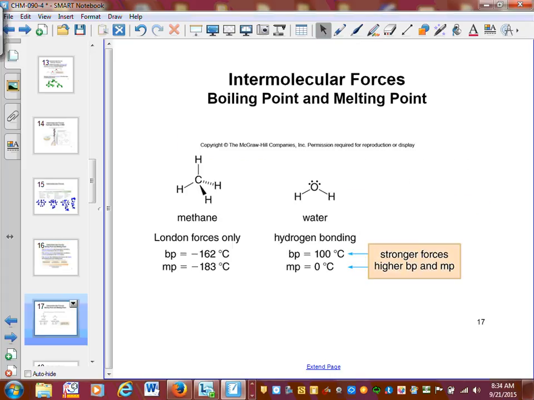So here, methane. Again, methane only has London dispersion forces. Its boiling point is minus 162 Celsius, and its melting point is minus 183. Water has London dispersion forces, dipole, and hydrogen bonding. Its boiling point is 100 degrees Celsius, and its melting point is 0 degrees Celsius. Big difference.